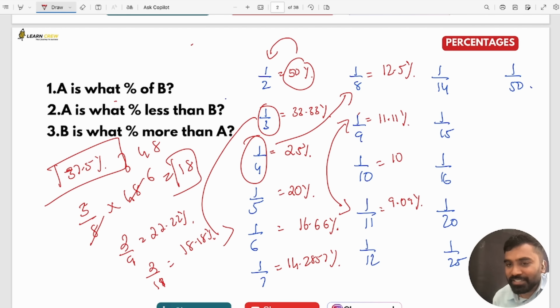This is the next one. 1 by 10 is the easiest one, 10%. 1 by 12 is nothing but half of 1 by 6, that is nothing but 8.33%.